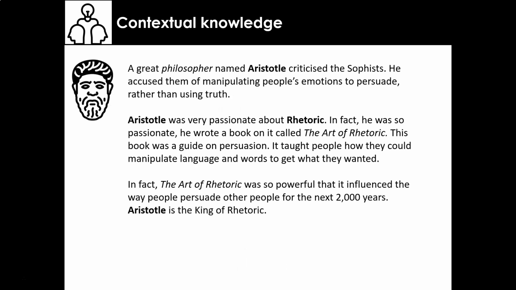A great philosopher named Aristotle criticized the Sophists. He accused them of manipulating people's emotions to persuade, rather than using truth. Aristotle was very passionate about rhetoric. In fact, he was so passionate he wrote a book on it called The Art of Rhetoric. This book was a guide on persuasion. It taught people how they could manipulate language and words to get what they wanted. In fact, the art of rhetoric was so powerful that it influenced the way people persuade other people for the next 2,000 years. Aristotle is the king of rhetoric.